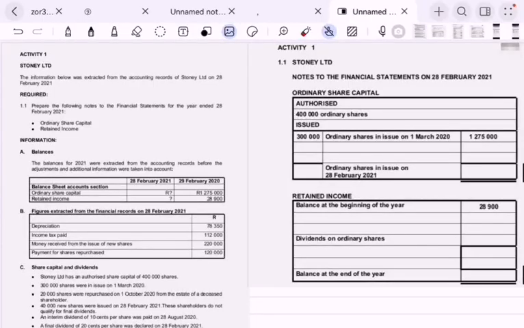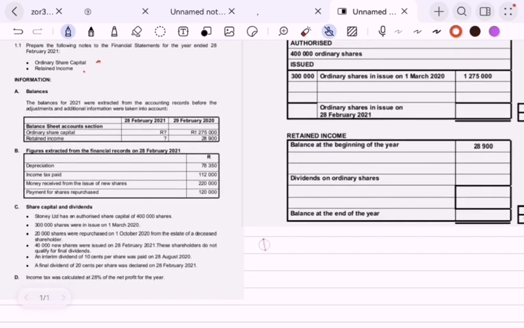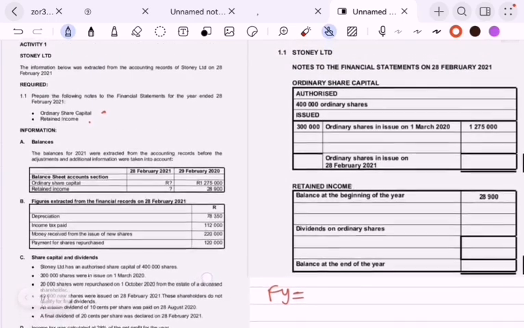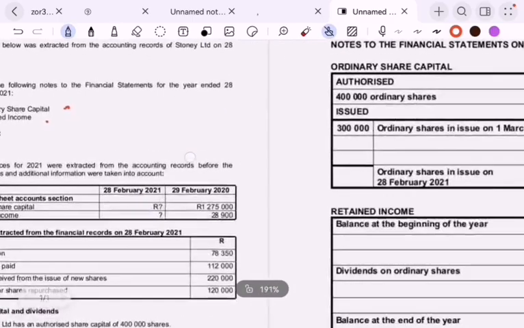Greetings, people. Right, so today we are doing our two notes to the balance sheet, the first one being our ordinary share capital, together with our retained income. Before anything else, we always want to determine what we call our FY. What is our FY? It's basically our financial year. When does it begin? When does it end?